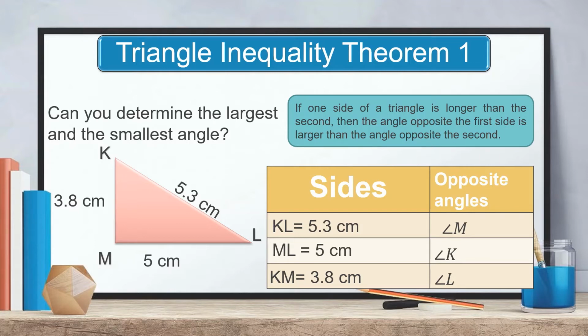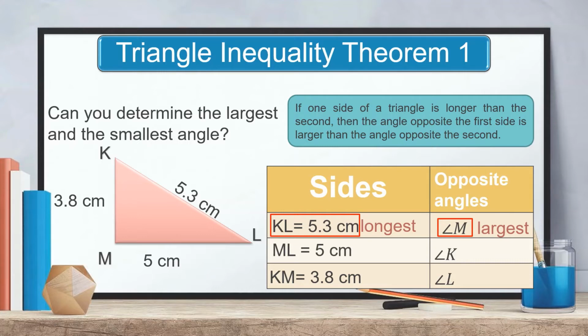So let's identify the longest side. Which do you think is the longest side? Okay, correct. So KL is the longest side. And remember, opposite the longest side, or the opposite angle of the longest side, is what we call the largest angle. So the opposite angle of side KL is angle M, so therefore, angle M is the largest angle.